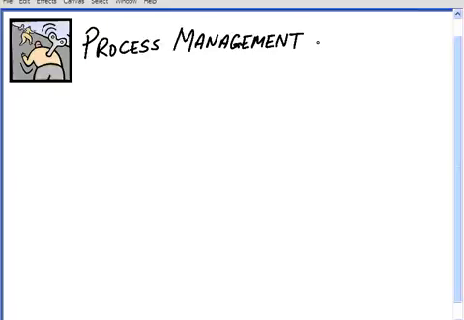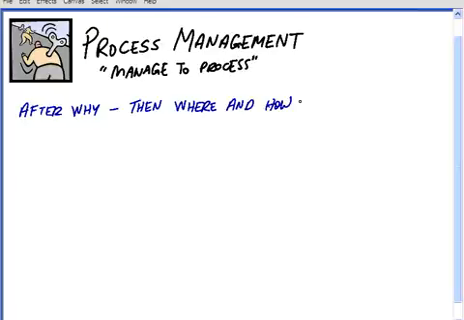cost, and quality. So process management is also referred to as this phrase, which is manage to process. Previously, we've established the why. Okay, that's the mission, the vision, the objectives, the policy. That's the why. The process management, or manage to process, is the where and the how.